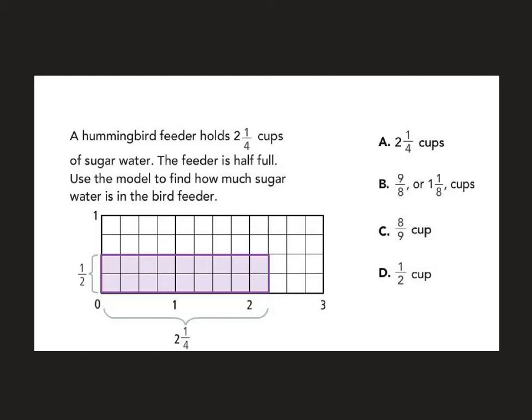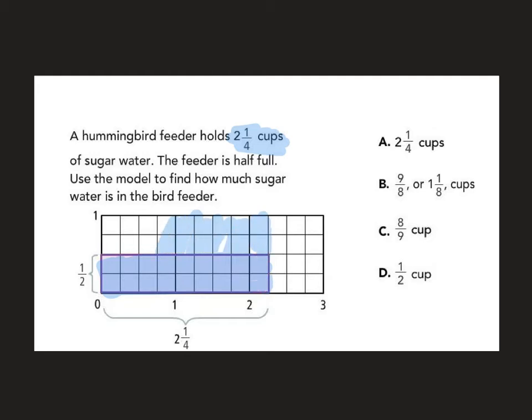Now we've got a hummingbird feeder. So it's a bird feeder, but it's a little different. They're tiny and they're incredibly fast. So 2 1/4 is what it can hold, right? That's all it can hold. It's half full. So going this way, this is our 2 1/4, right? That's the maximum, 2 1/4.